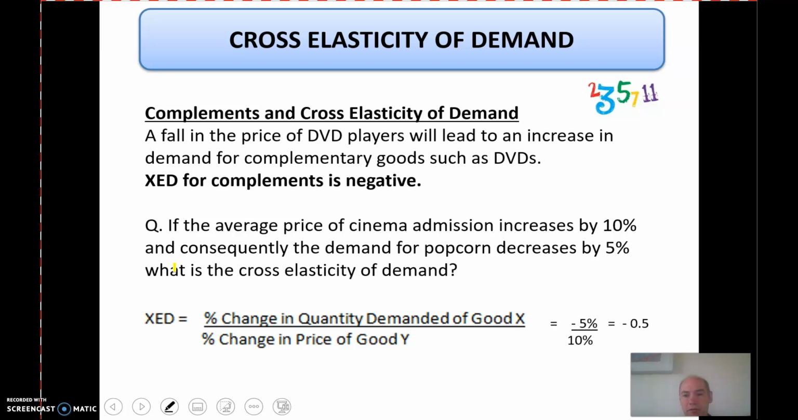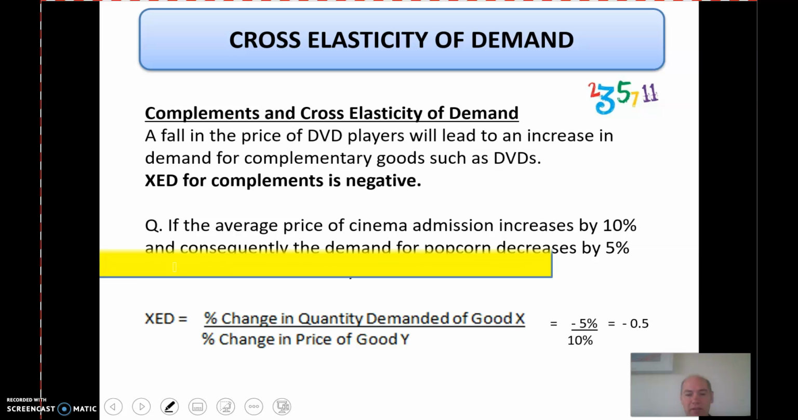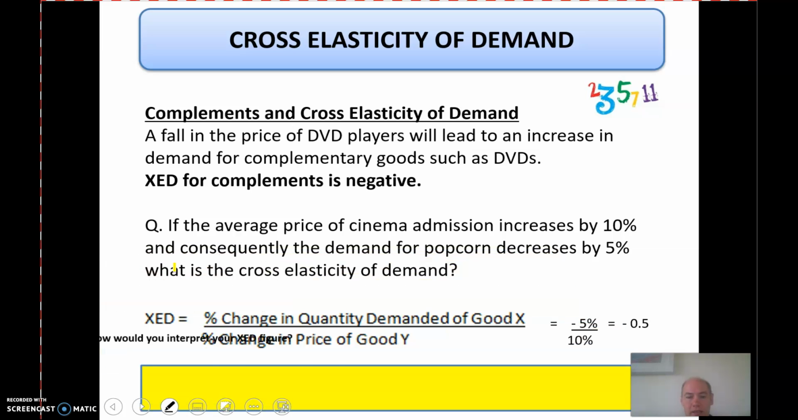Okay, you should have got the following. The price of cinema tickets went up by 10%, and that led to a 5% fall in demand for popcorn. Minus 5 divided by 10 is minus 0.5. Take a moment and make sure that you write down how you would interpret your cross-elasticity of demand figure of minus 0.5. I'll just press pause and you can write that in.